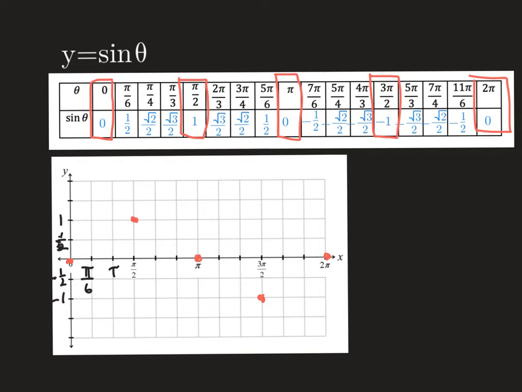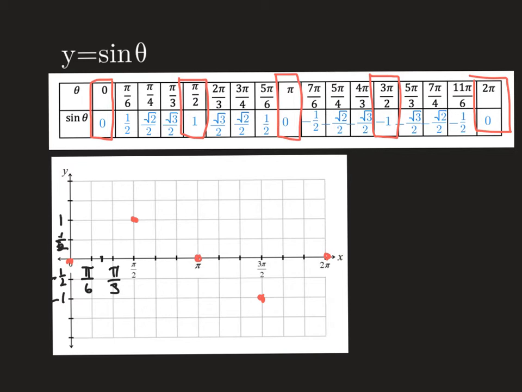This value here would be pi over 3. And then pi over 4 would be somewhere in the middle there, because pi over 4 is halfway between 0 and pi over 2. So pi over 4 would be somewhere in the middle here. Okay, so let's look at what that looks like when I go to graph.